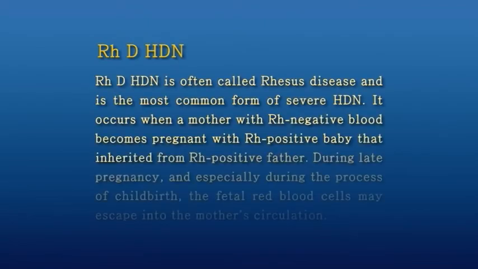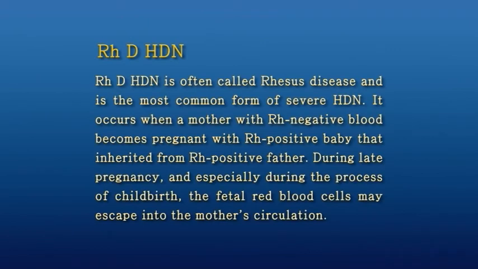RHD HDN. RHD HDN is often called Rhesus disease and is the most important common form of severe HDN. It occurs when a mother with Rh negative blood becomes pregnant with an Rh positive baby that inherited it from an Rh positive father. During late pregnancy and especially during the process of childbirth, the fetal red blood cells may escape into the mother's circulation.